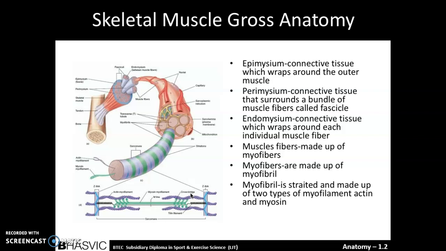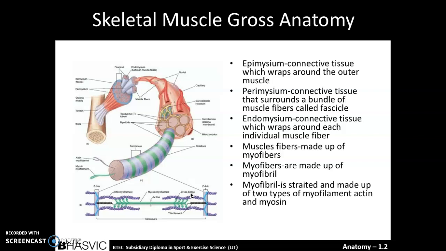Inside the endomysium are the muscle fibers. These are made up of myofibers. Myofibers, which are then in the muscle fibers, are made up of myofibrils.